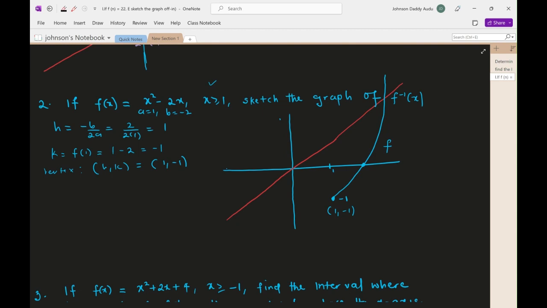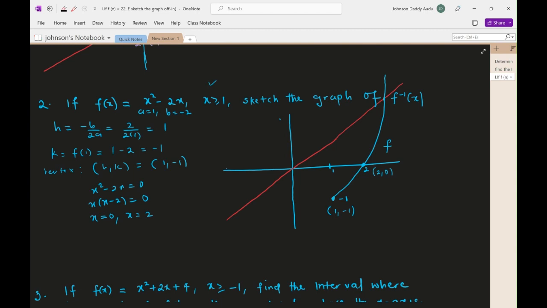We can find the x-intercept by setting the original equation to 0. For example, x squared minus 2x equals 0. It means x times (x minus 2) equals 0. So the original graph will cut at x equals 0 and x equals 2. So no doubt, this point is just 2. So it means that we have a point here, 2 and 0, right?